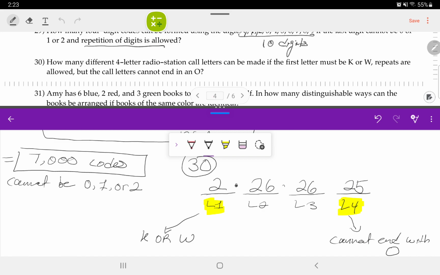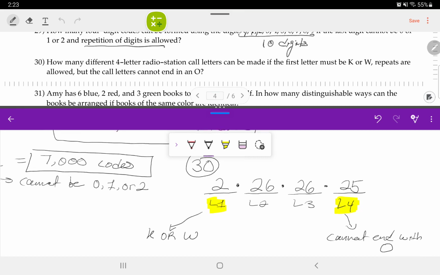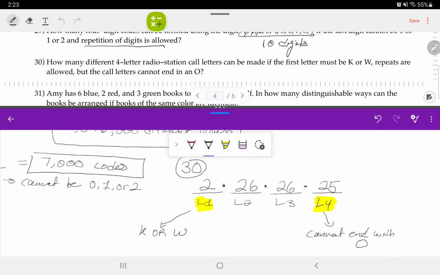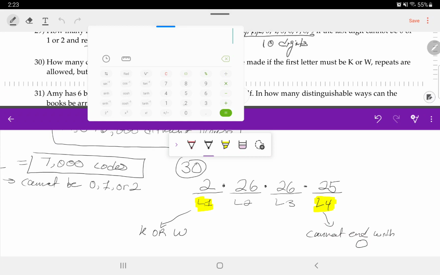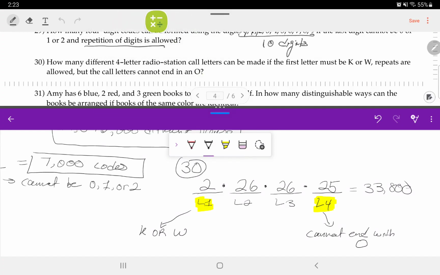And because we're using the fundamental counting principle, we're going to multiply. So that's going to be 2 times 26 times 26 times 25. And that is going to equal 33,800. And I believe that's going to be possible radio stations. Possible call letters, I'm going to say.